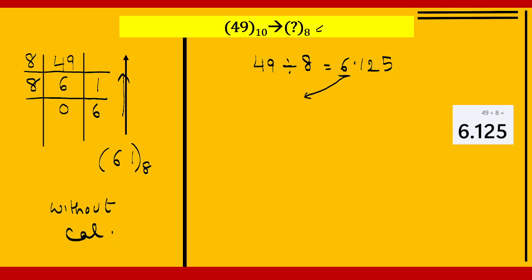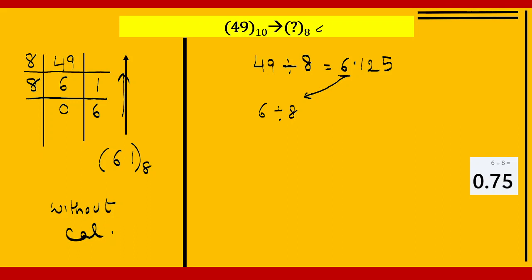So I will now divide 6 by 8 and you can see my answer here in the calculator is 0.75. Now the whole number part is 0, so we will stop dividing further. But where have my remainders gone? Now I will multiply the fraction parts with our target base to get the remainders, and I'll multiply in the same sequence as they were generated. So 0.125 into 8, 0.75 into 8. You can use your calculator for this.